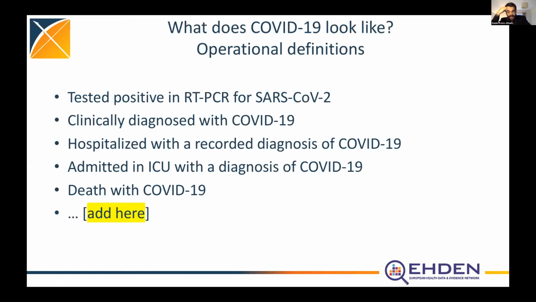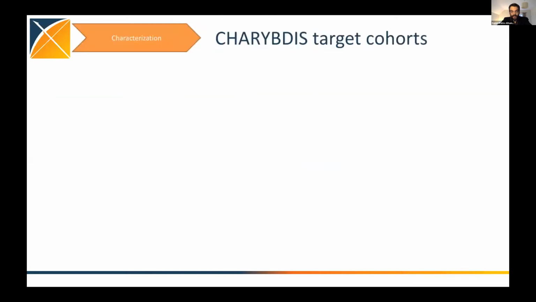In our case, what we ended up doing was a number of operational definitions. We looked for people who tested positive in a PCR for SARS-CoV-2 as one potential definition of the infection. We looked at clinically diagnosed with COVID-19, and this is because in many parts of the world, including Southern Europe and also the UK, many people did not get tested because they just didn't have severe enough disease. We looked at people hospitalized with a diagnosis of COVID-19. We looked at people admitted in ICU with a diagnosis of COVID-19, and of course, we could look at mortality with COVID-19. And there are many other potential definitions that could be used.